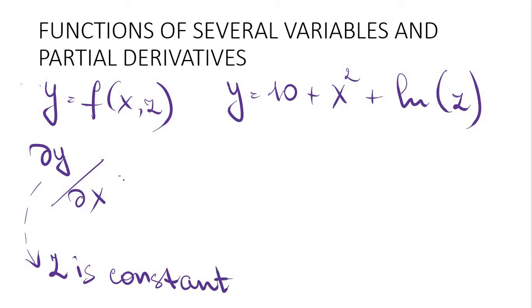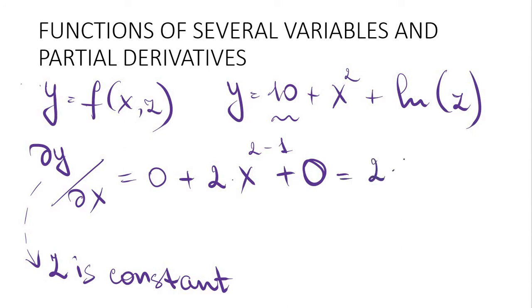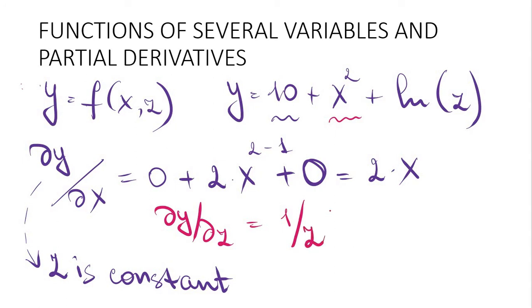So that's why when you calculate the derivative of this expression, this part is equal to 0. This part is equal to 2 times x to the power of 2 minus 1. And this part is equal to 0 because we assume that z is constant. So then the derivative is equal to 2 times x. Analogously, we can calculate the partial derivative of y with respect to z. In this case, we will assume that x is constant. So then dy over dz will be equal to 1 over z.